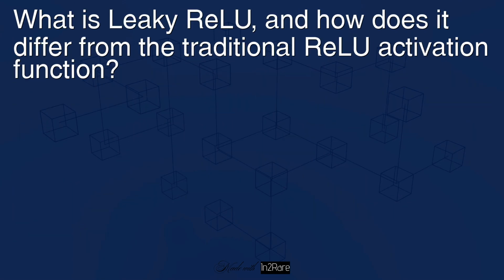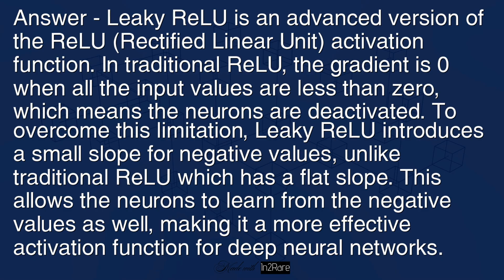What is leaky ReLU, and how does it differ from the traditional ReLU activation function? Answer: leaky ReLU is an advanced version of the ReLU (rectified linear unit) activation function. In traditional ReLU, the gradient is 0 when all the input values are less than 0, which means the neurons are deactivated. To overcome this limitation, leaky ReLU introduces a small slope for negative values, unlike traditional ReLU, which has a flat slope. This allows the neurons to learn from the negative values as well, making it a more effective activation function for deep neural networks.